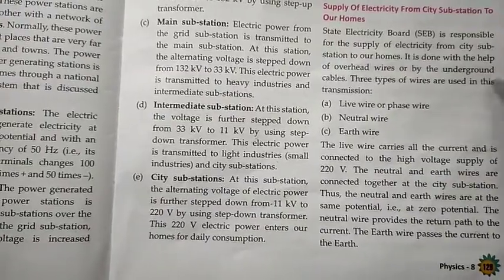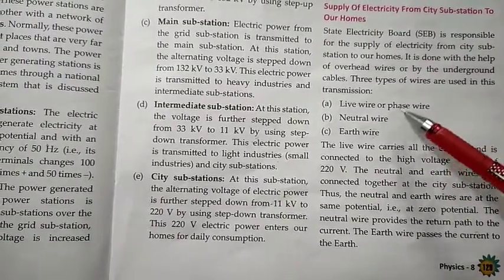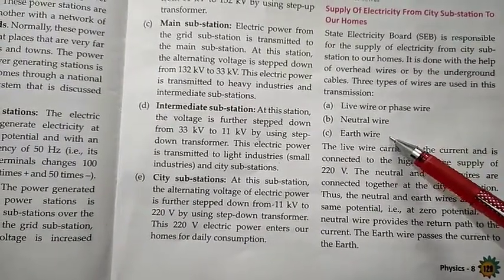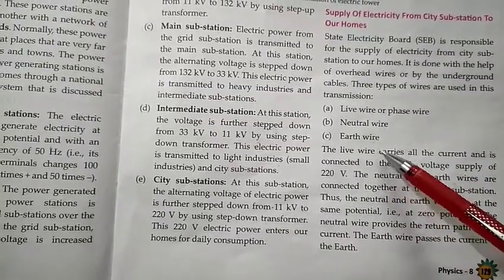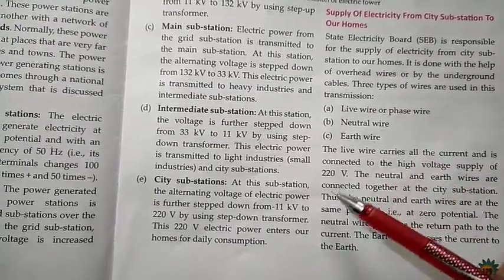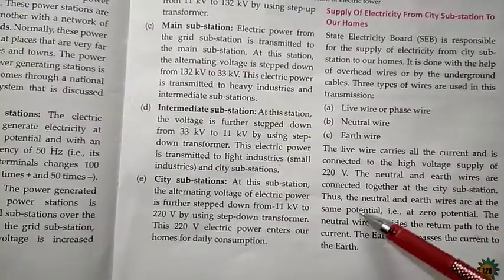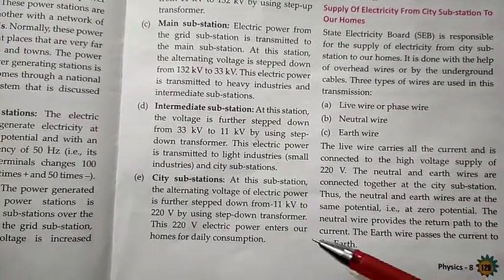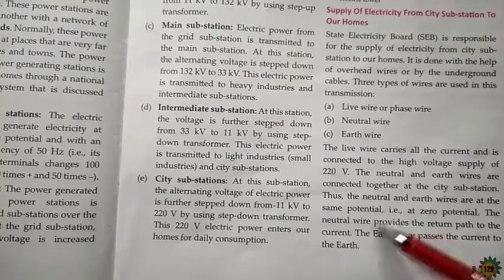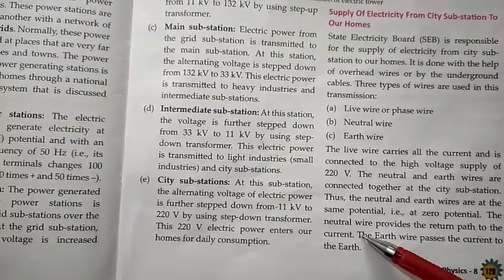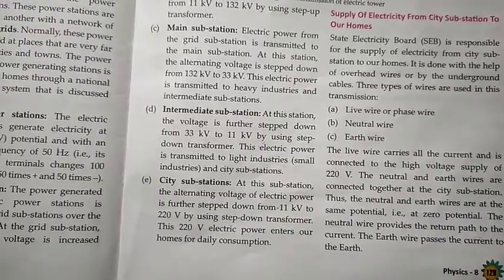So three types of wires are there. One is live wire, other is neutral wire, third is earth wire. And live wire carries all the current, which is of 220 volt. And the neutral and earth wires are at zero potential. The neutral wire provides the return path to the current, and the earth wire passes the current to the earth.